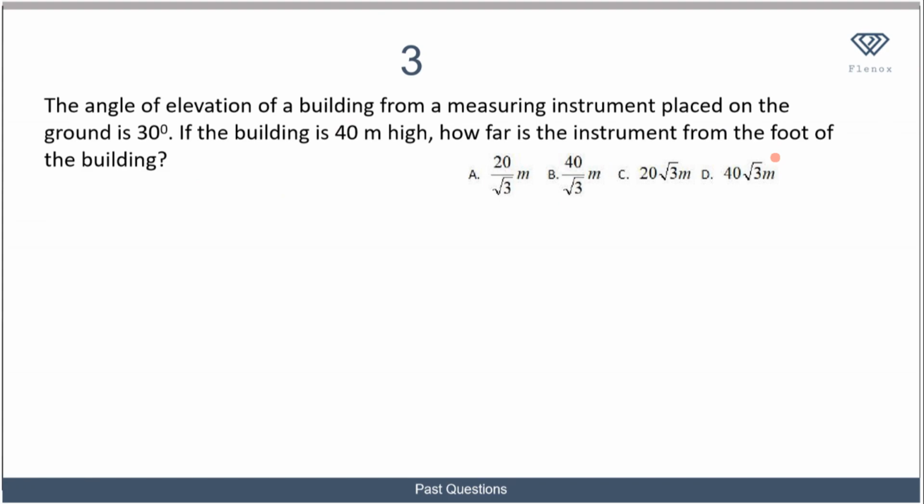Now in the next question, we are told that the angle of elevation of a building from a measuring instrument placed on the ground is 30 degrees. So you have a building over here.